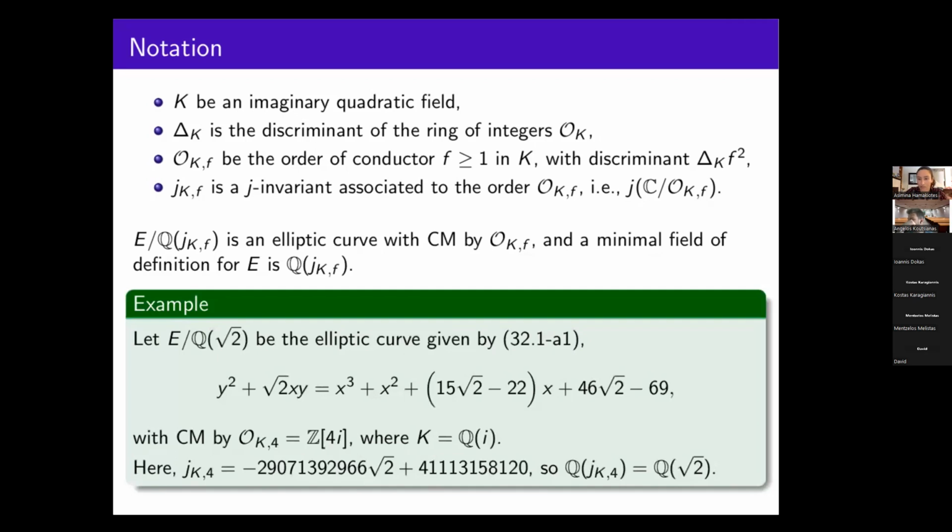Here's an example of what I mean by the minimal field of definition. Let's take this curve E over Q(√2), which is given by this lovely curve. This has CM by O_{K,4}, which is Z[4i]. In this case, K is also Q(i). And so the j-invariant here is this number that has a square root of 2 in it. So when we're doing Q(j_{K,4}), we're really just adjoining a square root of 2. So this is the minimal field of definition. This is all we mean by that.